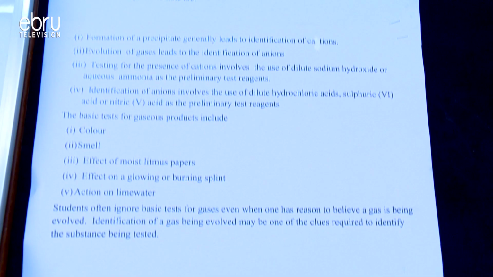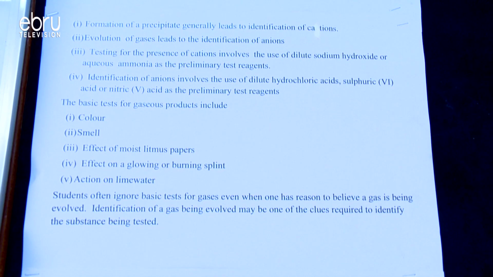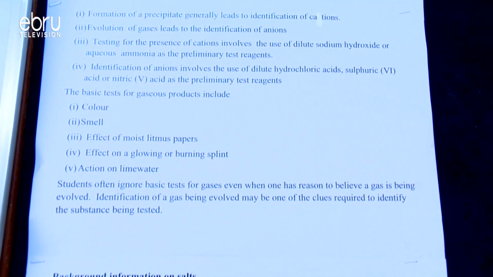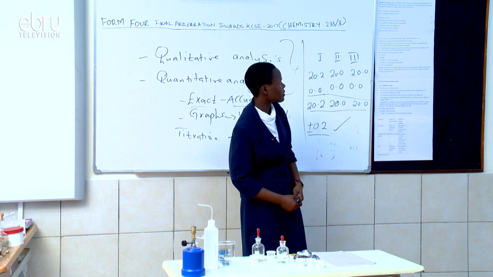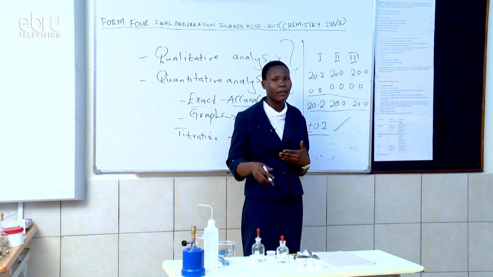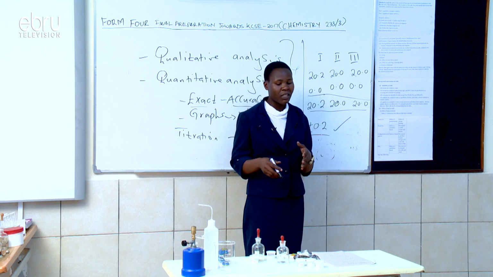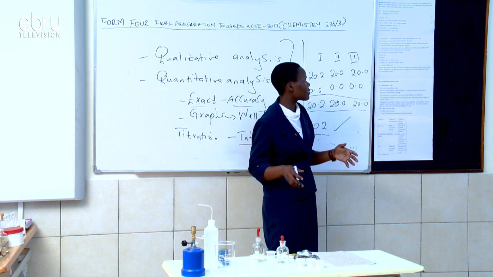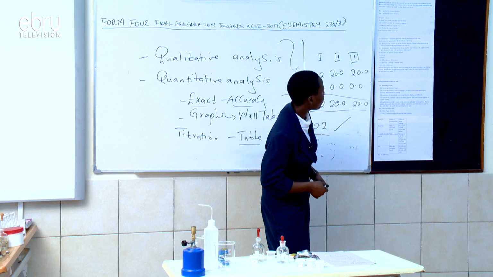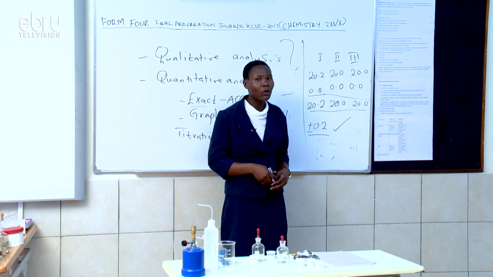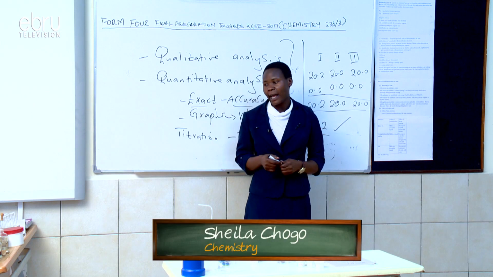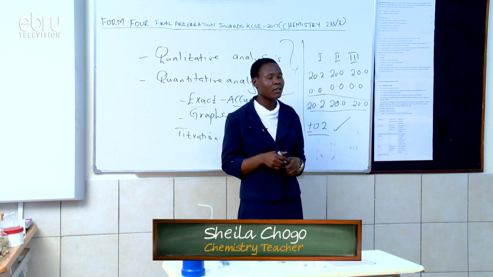And then identification of anions involves the use of dilute hydrochloric acid, sulfuric (VI) acid, or nitric (V) acid as the preliminary test reagents. So if the learner is going on with the analysis, and he's been given sulfuric (VI) acid, or he sees a reagent that is labeled nitric (V) acid, or hydrochloric acid, basically inorganic acids, then the learner should have the idea that it is an anion, a negatively charged ion that is being tested for.